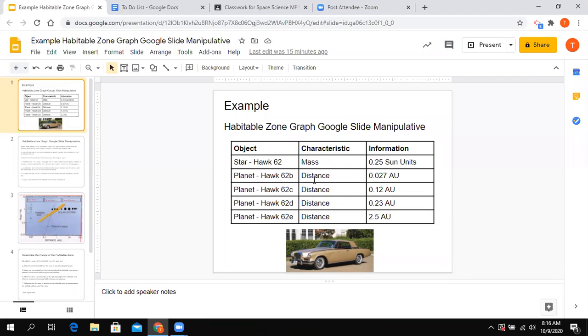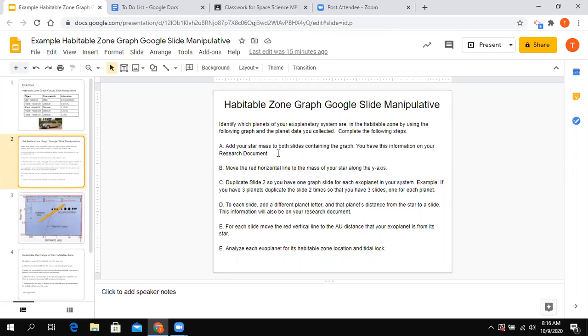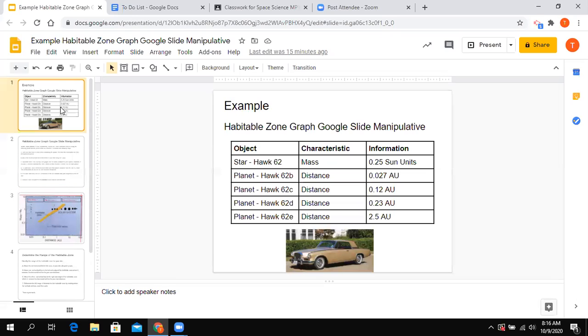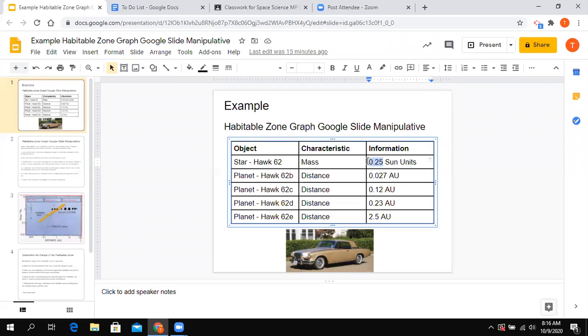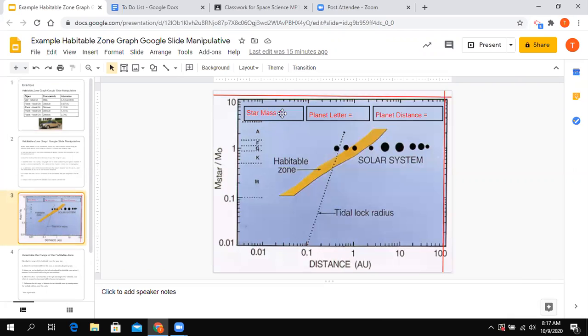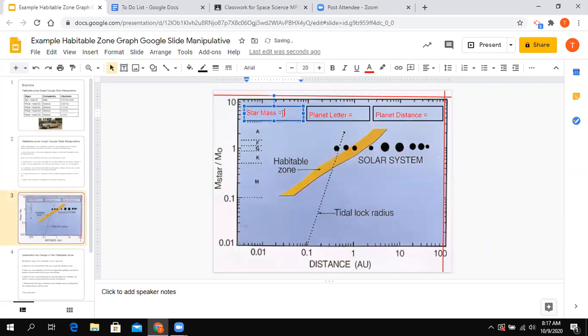But anyway, I'm going to use this data. I've got the mass of my star, 0.25 sun units, and I have the distance that each of my exoplanets are from their star, and they're listed there as well. So the first thing you're going to do with your manipulative is add your star mass to both slides containing the graph. Yours is on your own data table, but my star mass is 0.25 sun units. So I'm going to go to that graph and pop in that number right there.